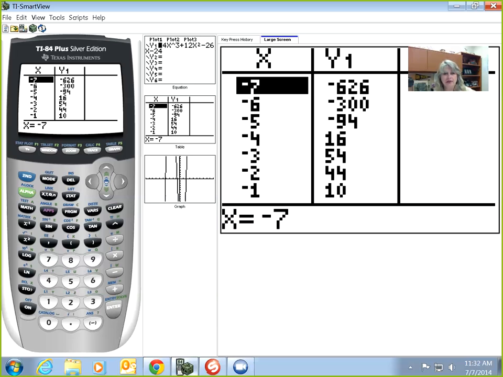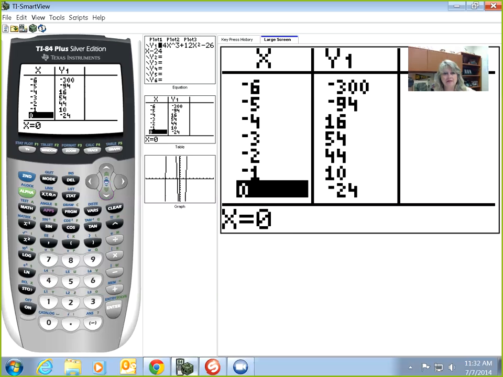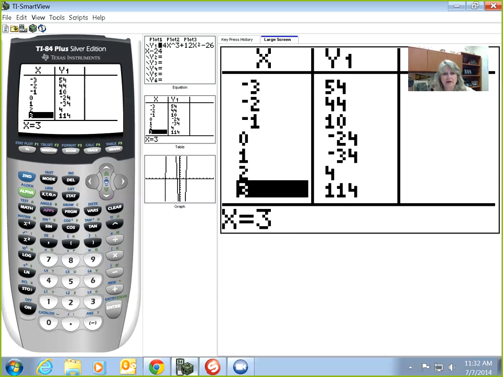Okay, we also, if we scroll down, notice all my y values are positive, and then it turns to negative here. So between -1 and 0, there's going to be another x-intercept. Then we're going to scroll it up. Look at that. Between x equals 1 and x equals 2, the y values go from negative to positive. So our third x-intercept is going to be somewhere between 1 and 2.